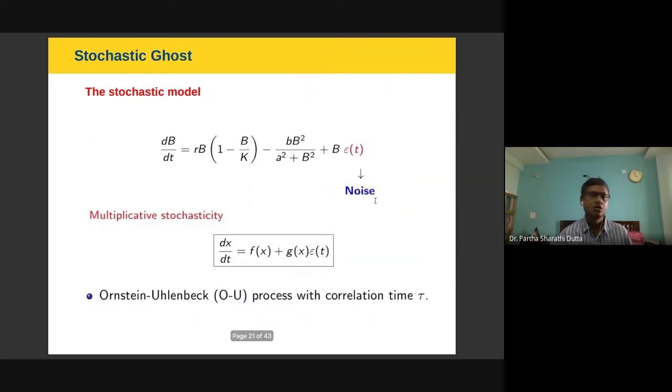So we have that insect outbreak model, the deterministic part dB/dt = rB(1 - B/K) - B²/(A² + B²), and then B times epsilon(t), where epsilon(t) is the noise part, and I consider a multiplicative stochasticity for my model. So g(B) is basically B, and for the noise one can just consider a Gaussian white noise with zero mean and unit variance. I have considered an Ornstein-Uhlenbeck process with correlation time tau.